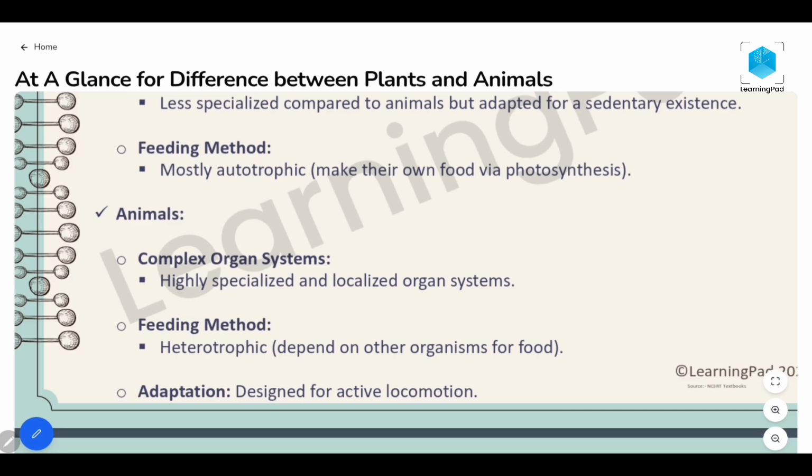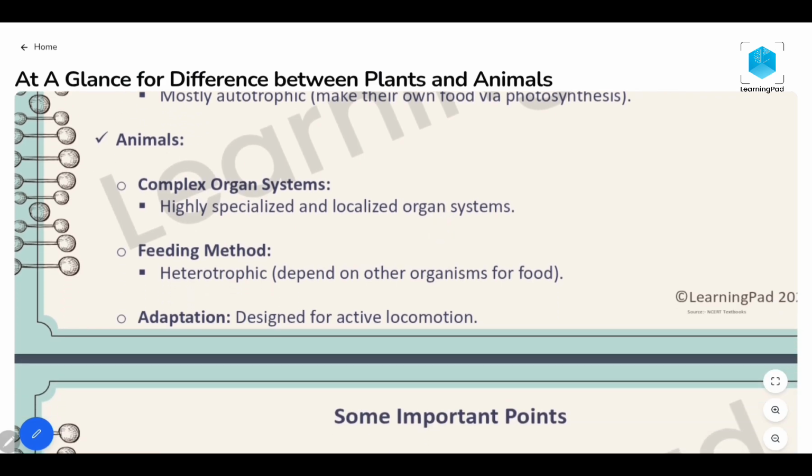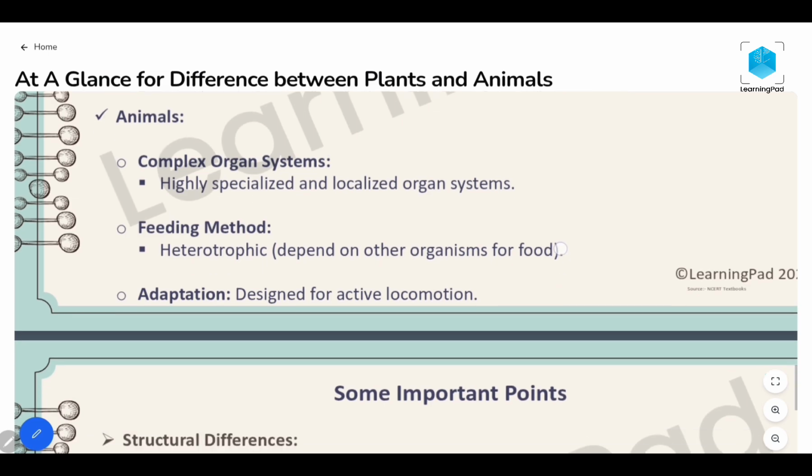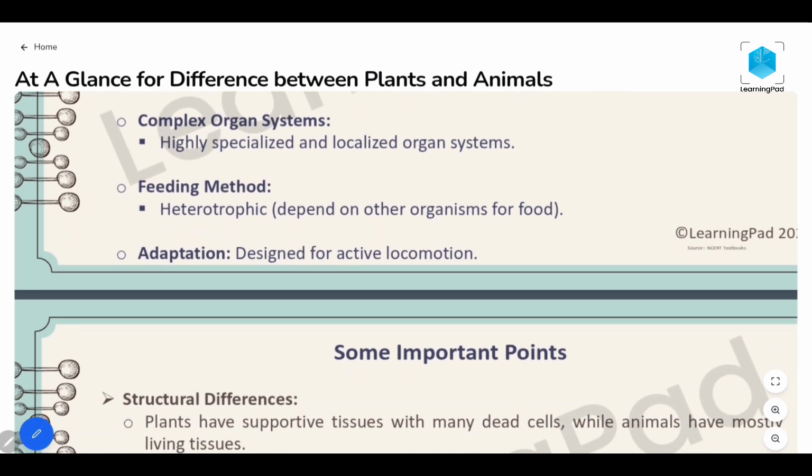They are highly specialized, and they have different localized organ systems performing specific functions. Then feeding habit, they are heterotrophic. It means they depend on other organisms for their food. And adaptations are designed for their active locomotion.